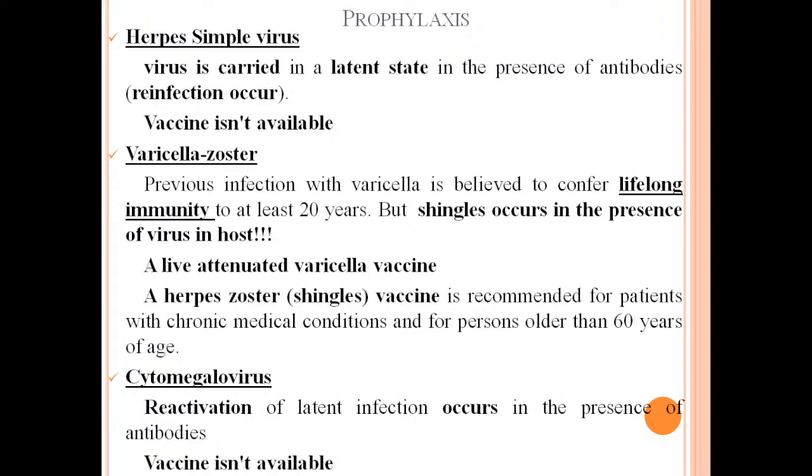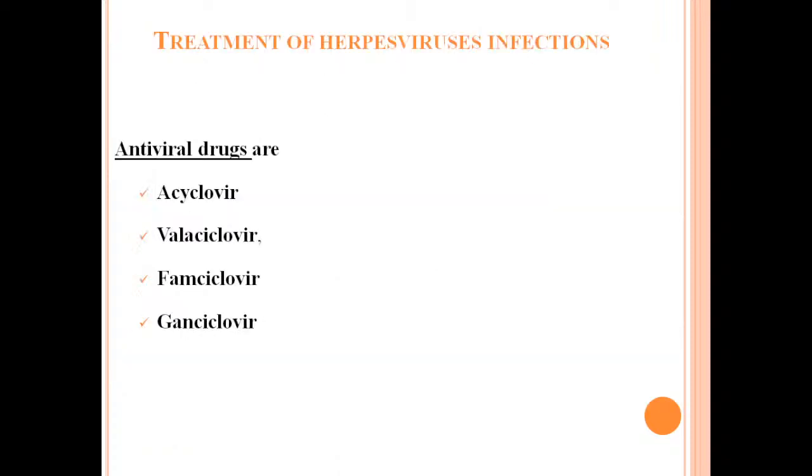Cytomegalovirus. Its reactivation of latent infection occurs in the presence of antibodies. So there are no vaccines. There is no immunity. In herpes simplex, and in human herpes virus type 6, 7, and 8, vaccines are also not available.